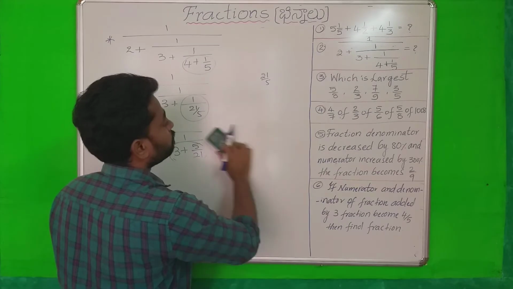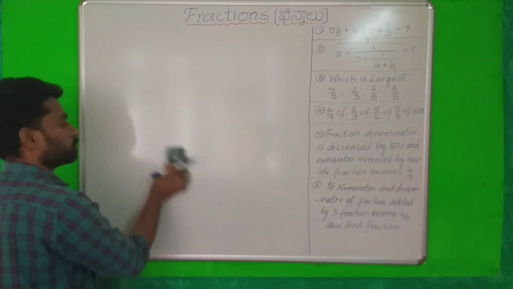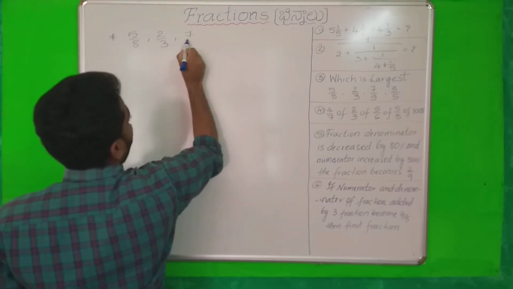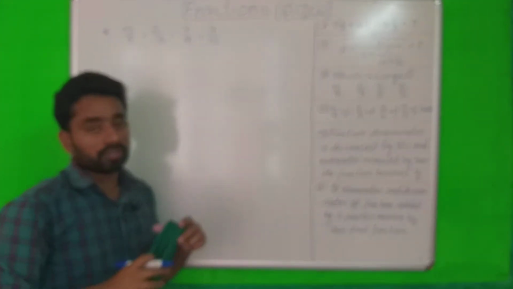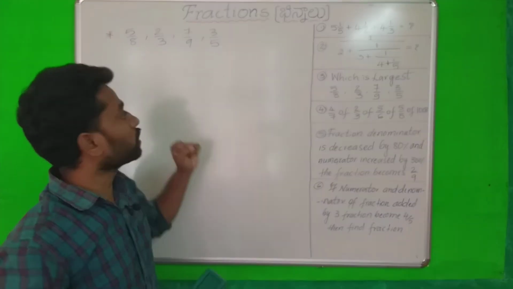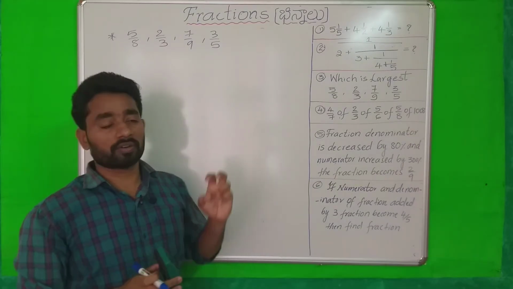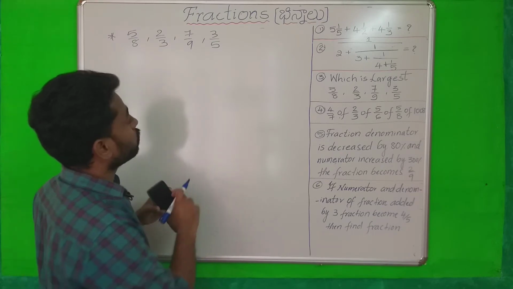So next, comparison of the fractions. So how can you compare which is greater, which is smaller? I have taken one problem here: 5 by 8 and 2 by 3 and 7 by 9, 3 by 5. Okay, so these we are going to compare. How can you compare this? First you have to do one thing. By making the denominators the same you can compare that, which means converting into like fractions. So how can you convert?